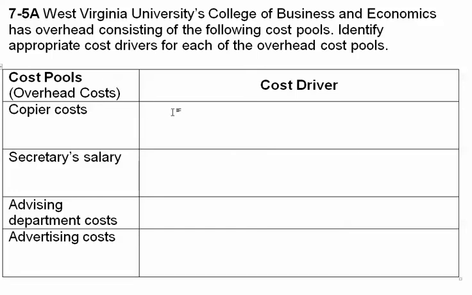Well, with copier costs, it makes sense to use number of pages copied, because the more you copy, the more costs you have in that overhead. For secretary's salary, you would want to use probably time spent by the secretary for each department.